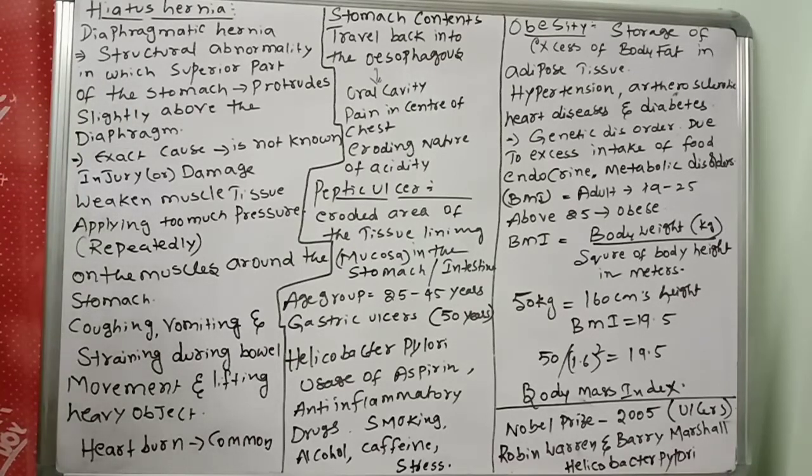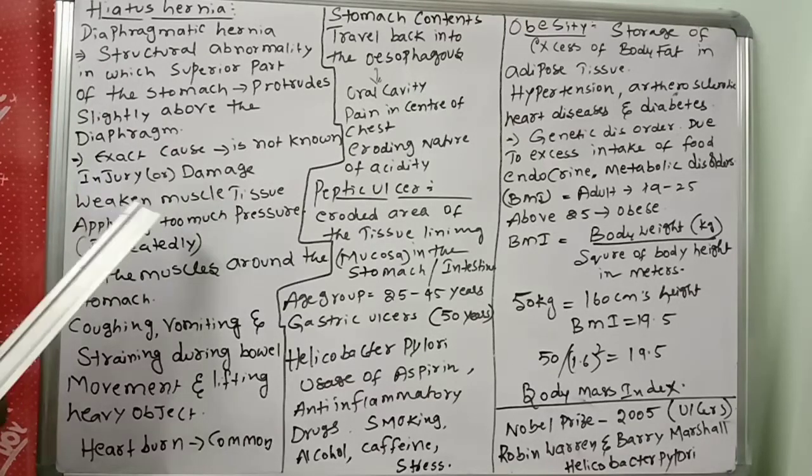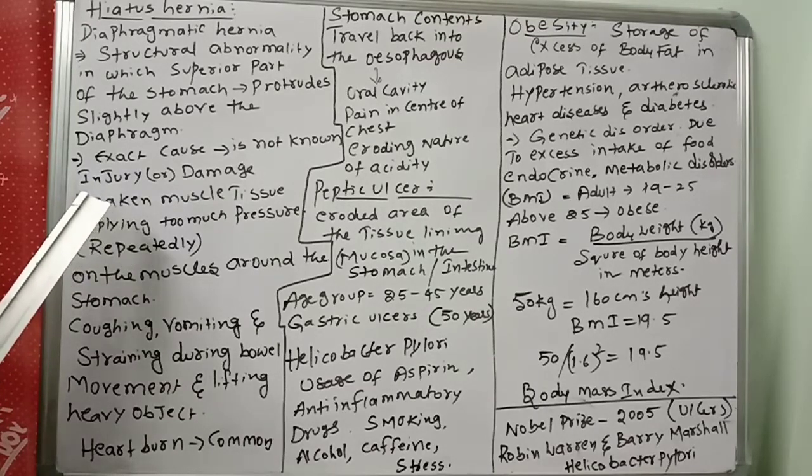You know where the diaphragm is and where the stomach is. So when the stomach protrudes above the diaphragm, the problem arises. The exact cause of hiatus hernia is not known till today. Some people say injury or damage is one reason. Weakened muscle tissues are another reason. These are all around the stomach.